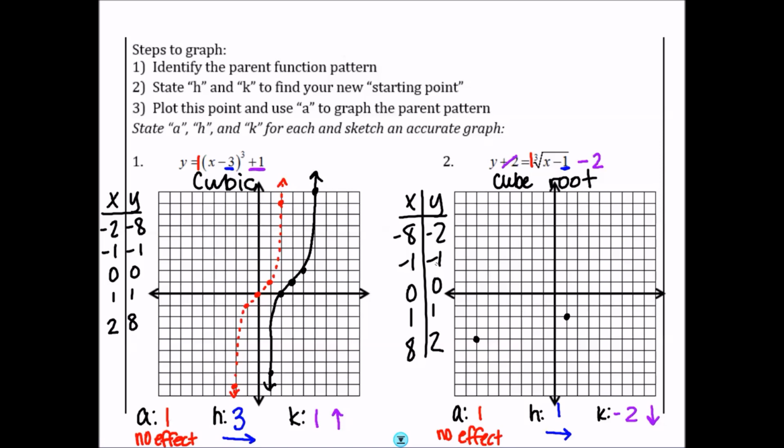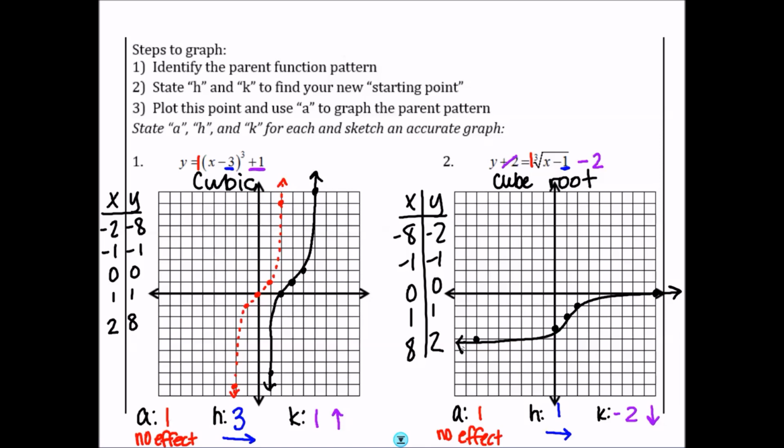Then 1 to the left and down 1. 1 to the right and up 1. And 8 to the right and up 2. Remember, you always start counting from the point h, k. So if I connect these points, I have a nice cube root function.